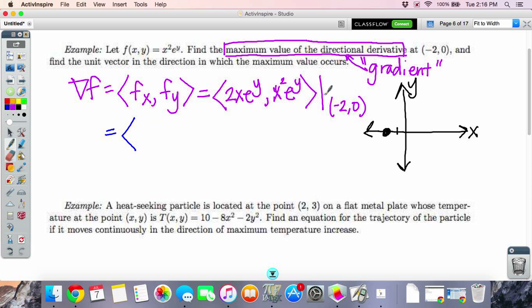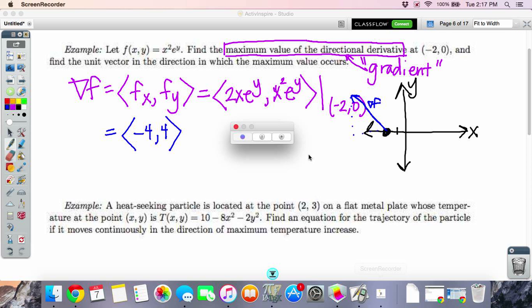So let's plug in -2, 0 into this function, and it gives us the vector -4, +4. So that tells us if I want to walk the most uphill, I'm going to walk 1, 2, 3, 4 this way, 1, 2, 3, 4 this way. I'm going to walk in this direction. So this is the gradient of f. That is that vector, the gradient of f.